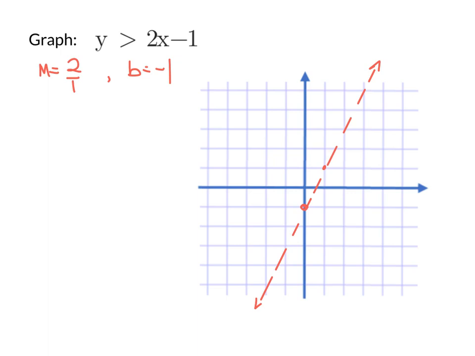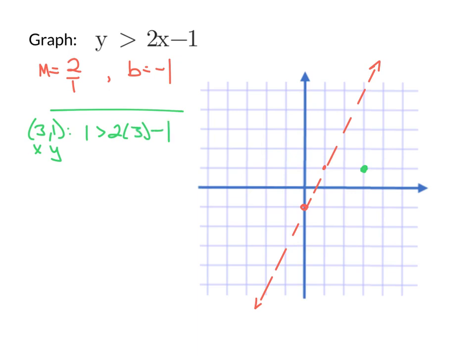Next thing we have to do is shade. In order to shade, we test a point. And you can test any point that you want. You just want to make sure that it's not on the line. So we could pick something, doesn't matter. Maybe we pick this one over here. This is the point 3, 1. So I'm going to take 3, 1, where my x-coordinate is 3 and my y-coordinate is 1, and plug it into the inequality. So we have that y, 1, is greater than 2x minus 1, where x is 3.